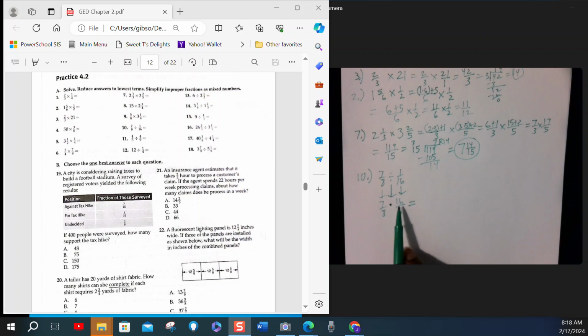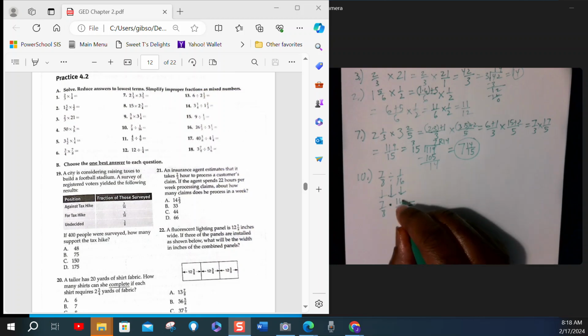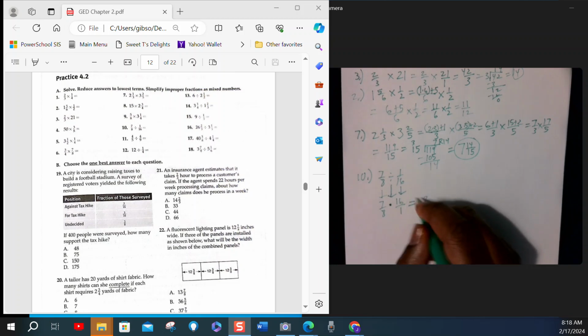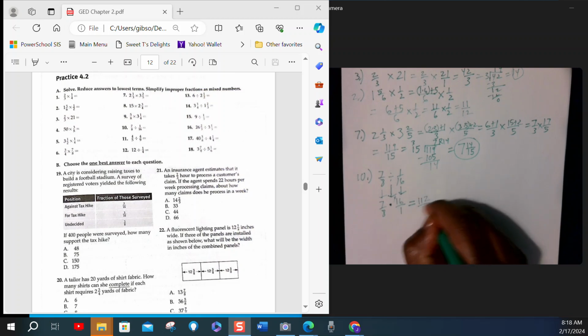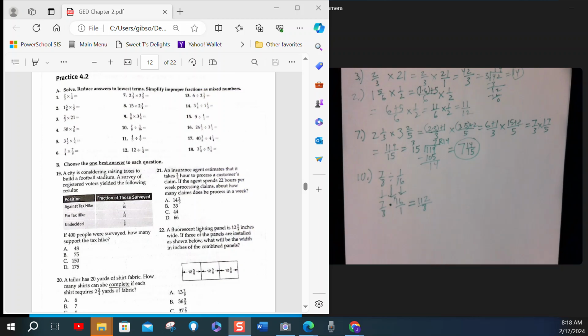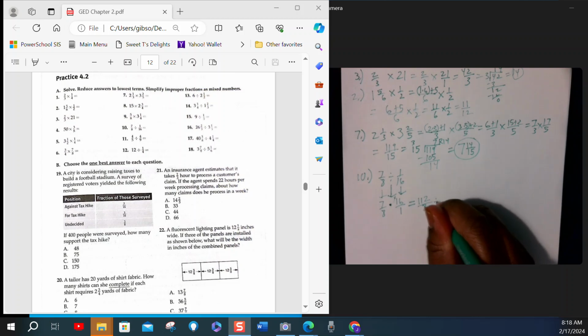Now we multiply 7 times 16. 7 times 6 is 42, carry a 4. 7 times 1 is 7 plus 4 is 11. All over 8 times 1 is 8. Now you have 112 divided by 8. You notice both of these are even, so you could divide both by 2.